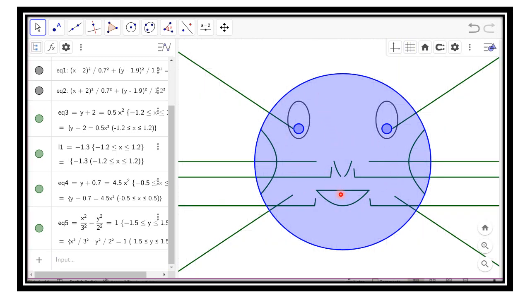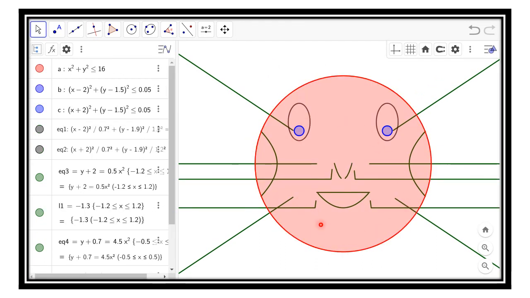Smiley face can be made more clear by removing the grid lines and the axes. If we want to remove the grid lines, then we click here, and if we want to remove the axis, then we click here. And when we remove the grid lines and the axis, then the smiley face becomes more clear like this.